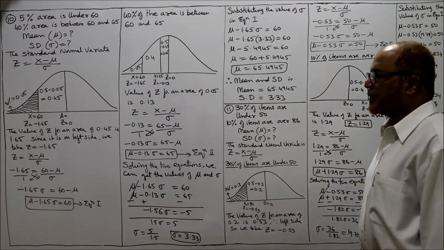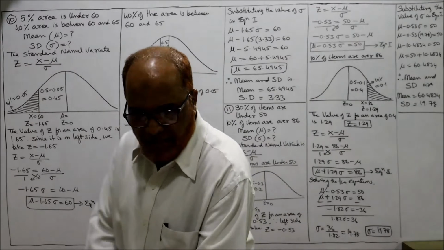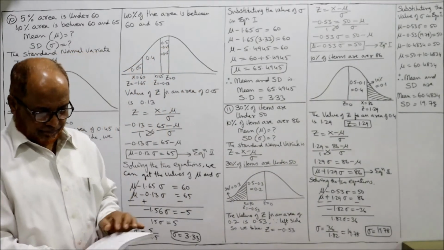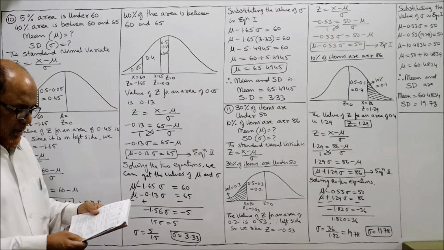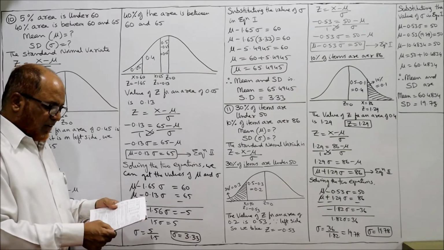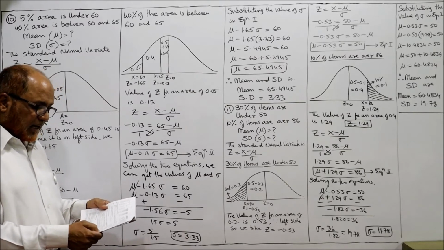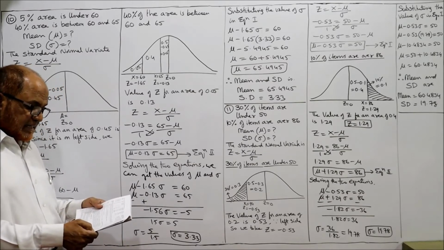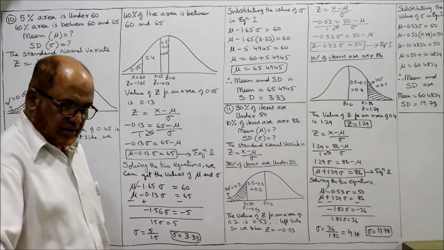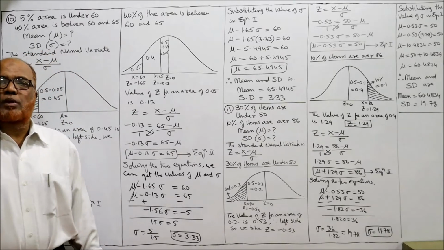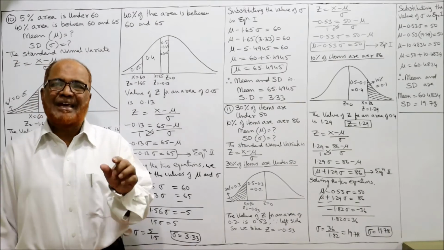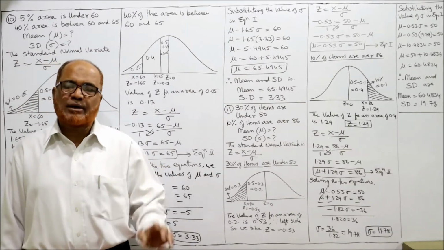This is problem number 10. Now see problem number 11. In a normal distribution, 30% of items are under 50 and 10% are over 86. Find the mean and standard deviation. Just like the previous problem, here also we have to find out the mean and standard deviation, mu and sigma.